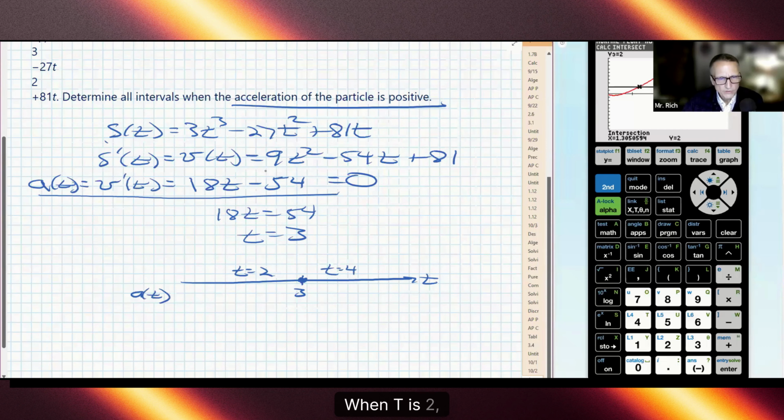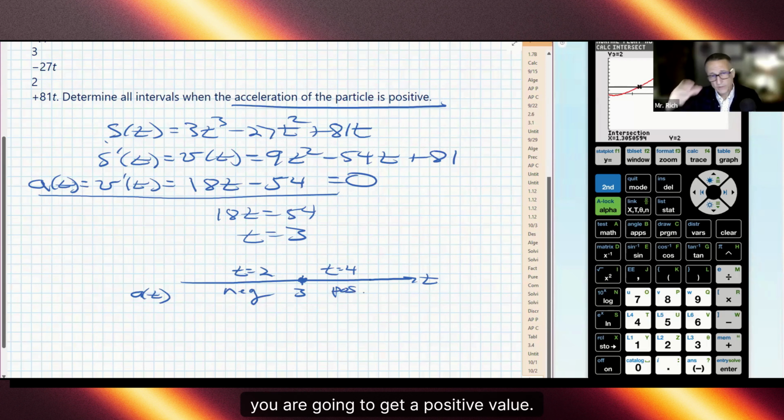Well, when t is 2, it looks like the acceleration's negative. It's going to be positive to the right, at 4, right? If t equals 4, you plug it in here, you are going to get a positive value.